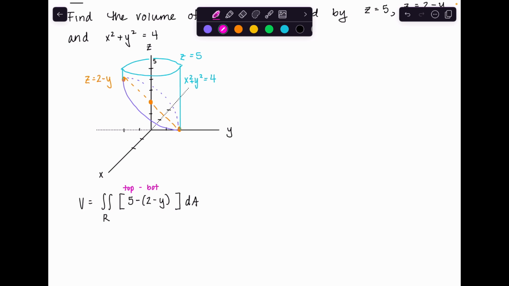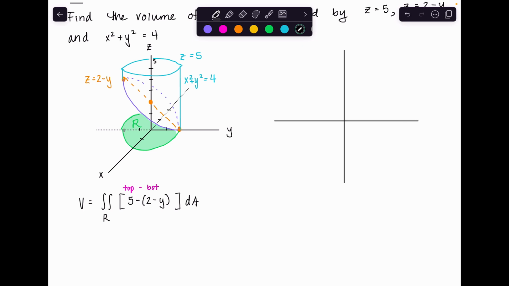Now what I need to figure out is what is this region of integration? Well, in this case, you're only going out as far as that circle. So really what's happening in the xy plane is the circle of radius 2 is dictating everything, because the cylinder sliced through both of those planes. So this is my region R.